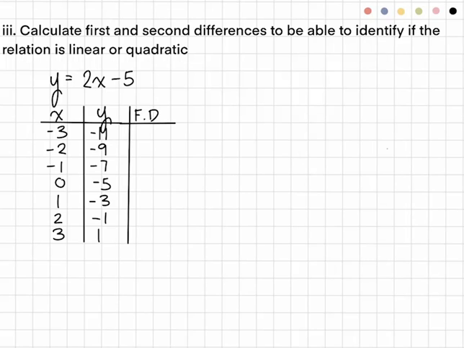So in order to calculate our first differences, we're going to make another column here. Perfect. So here what we're going to do is subtract consecutive y values. So what that's going to look like is we're going to do negative 9 minus negative 11 equals 2.